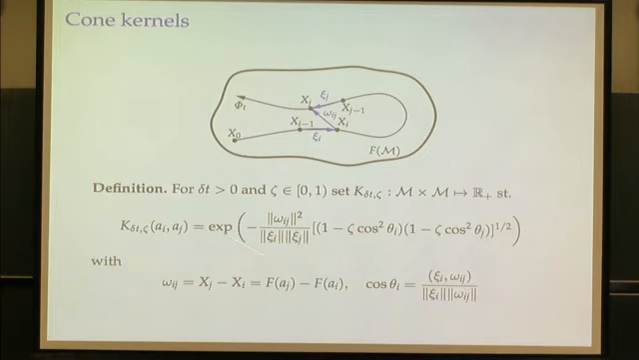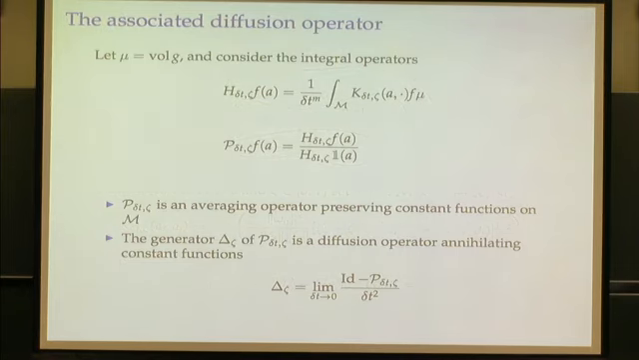So now we want to look at what this does to the geometry of the data set. This slide shows in more detail, with hopefully fewer typos, how we construct the diffusion operator from the kernel. We start with this integral operator, which is appropriately normalized and turned into an averaging operator, and the generator of this is what we call a diffusion operator in this context.